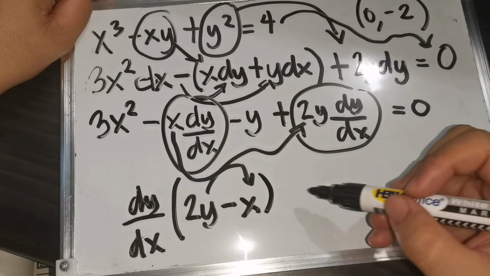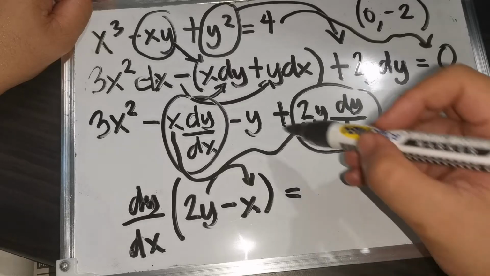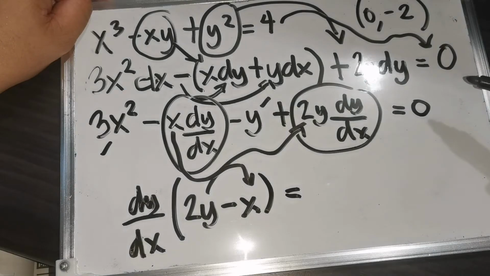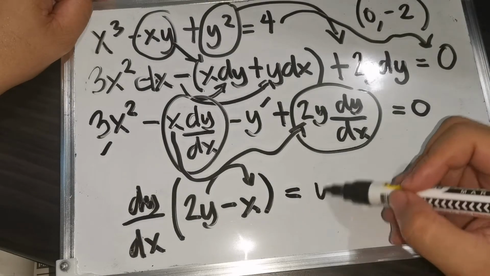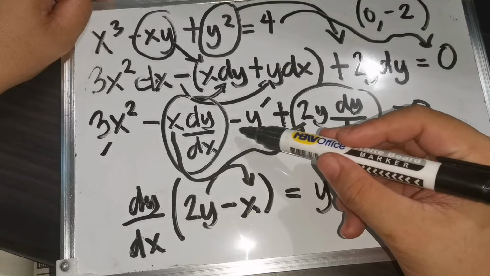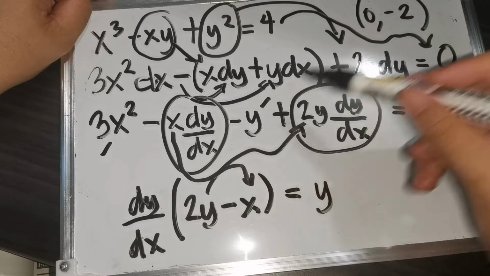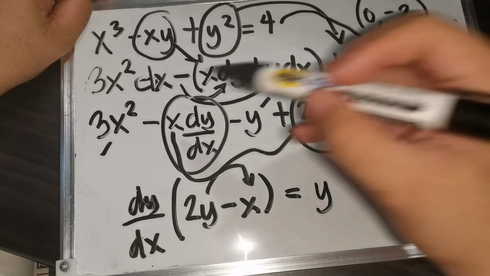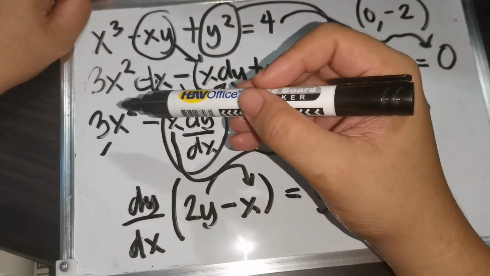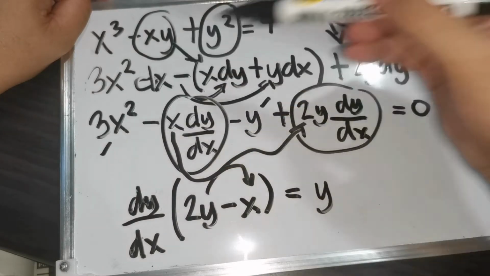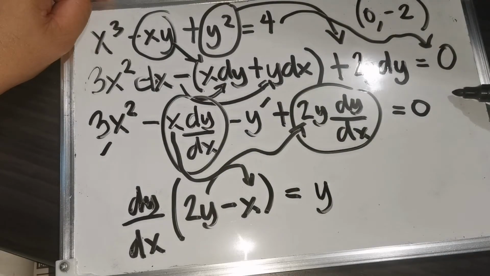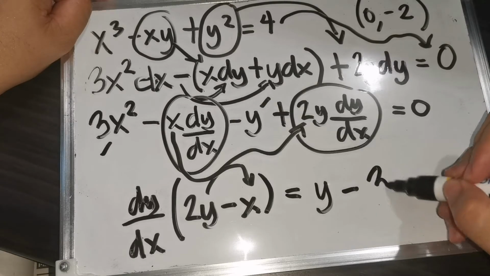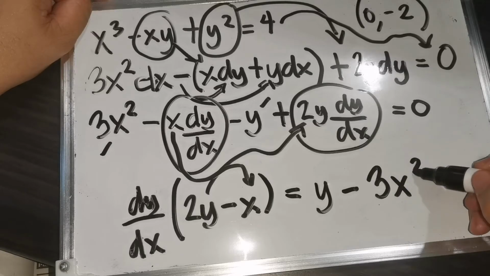Now, we need to transfer this third term and first term to another side of your equation. So that will be equal to y. Since it is negative, if we transfer this negative y to another side of your equation, it becomes positive. Same thing with this one. If this is a positive term, transferring to another side of your equation changes it from positive to a negative value. That's why it's negative 3x squared.